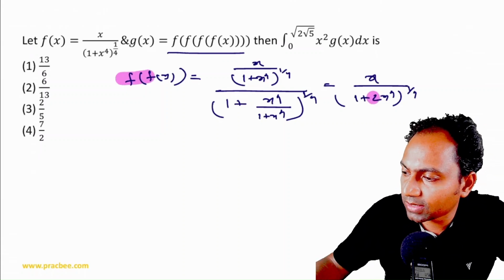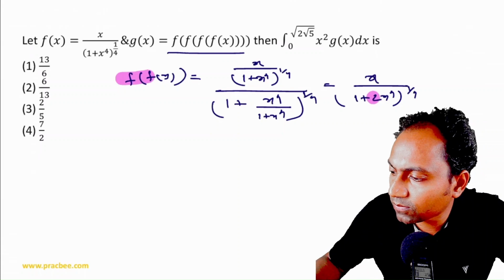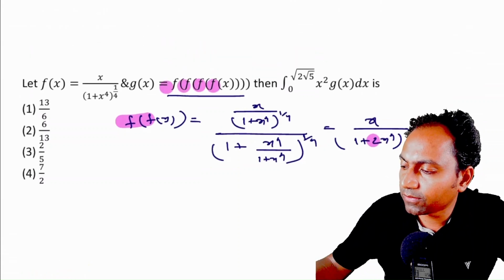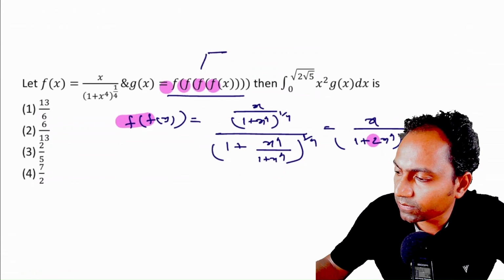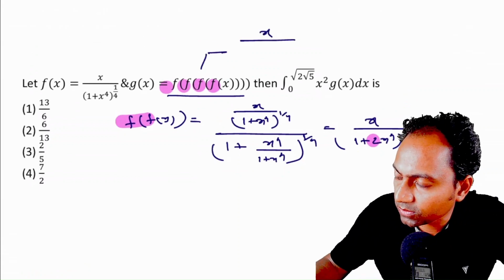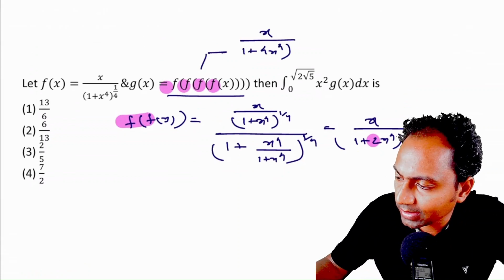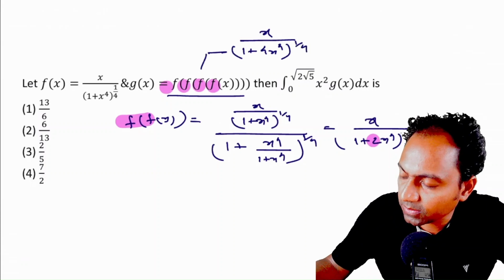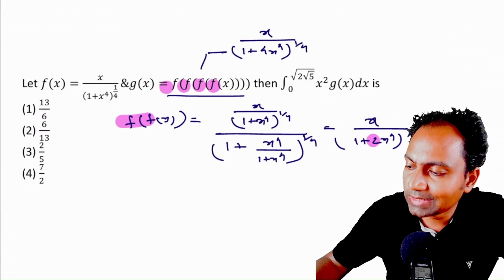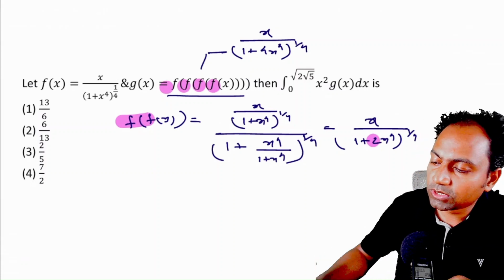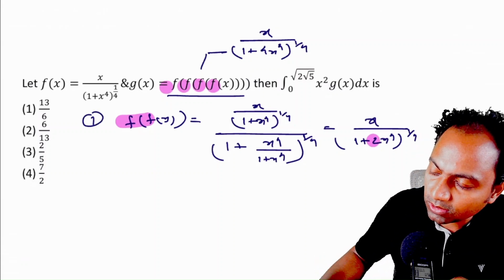So in this question, if there are 1, 2, 3, 4 times, you can write the value directly using this pattern. So the value of this comes out to be nothing but x upon (1 plus 4x to the power 4) raised to the power 1 by 4. So you have got your function gx from here. Once you have got your gx, the next part of the question is nothing but integration.